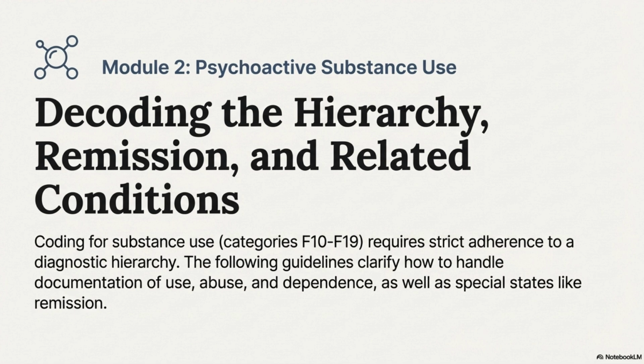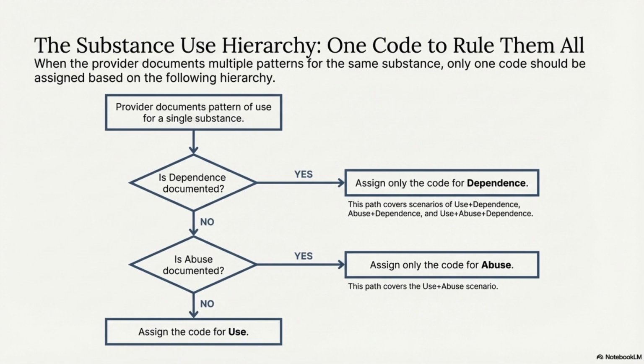Remember, code assignment must always be based on the provider's documented statement indicating the severity of the condition. If the severity isn't clearly documented, we can't assume it, and that's when a provider query may be necessary. This is one of the most important rules in the entire chapter. When the provider documents multiple patterns for the same substance, you only assign one code, and you follow the hierarchy. Dependence overrides abuse and use. Abuse overrides use. And if only use is documented, then you code use. It's a strict hierarchy, and it keeps coding consistent.